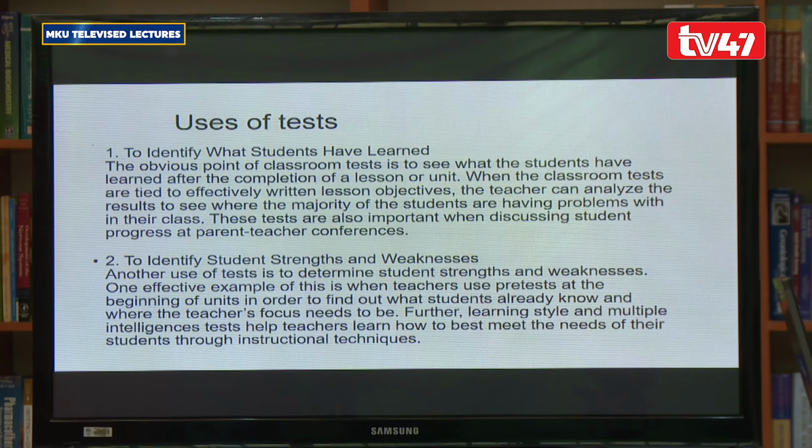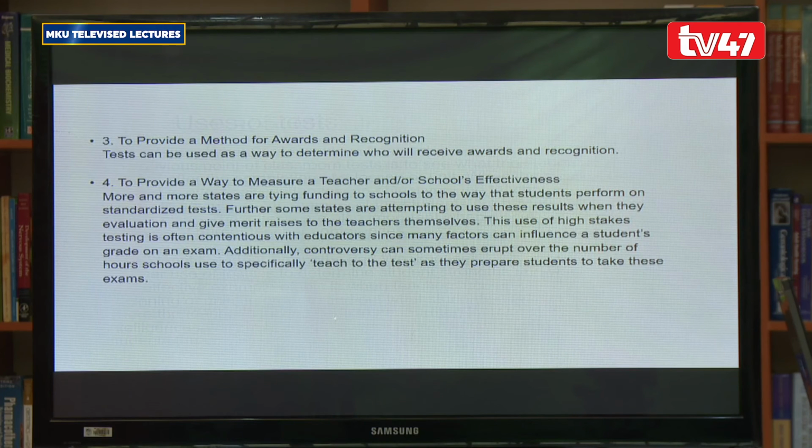Secondly, tests are used to identify the students' strengths and weaknesses. In other words, what areas of the subject have they understood or mastered, or what area of the subject is easy for them and which one is hard. And therefore, the teacher is able to determine where to put emphasis in terms of assisting the learners achieve what they are expected to achieve.